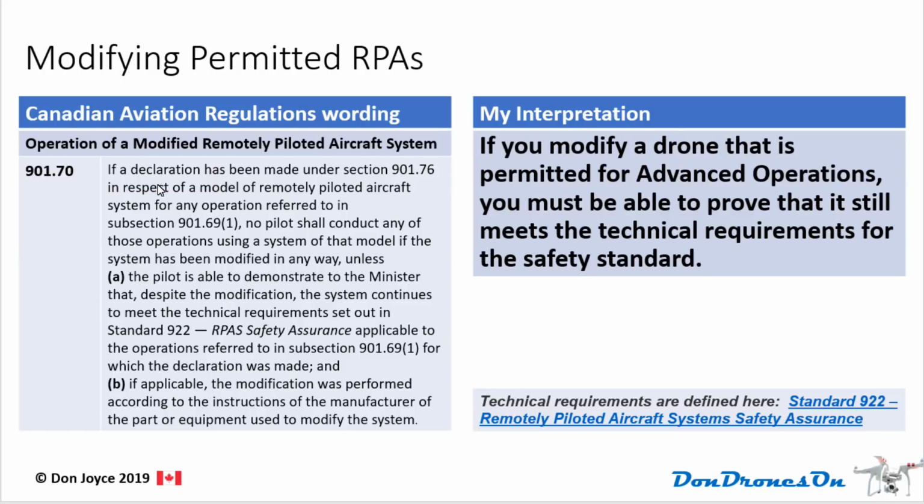90170 is about operating a drone that's been approved, that meets the technical requirements, but now you've modified it. So if you modify a drone that is permitted for advanced operations, you must be able to prove that it still meets those same technical requirements for safety. And those technical requirements, as I mentioned, I'll talk about in Module 3 of the video series. There is a link here to that standard. This is standard 922 for remotely piloted aircraft systems, safety assurance.